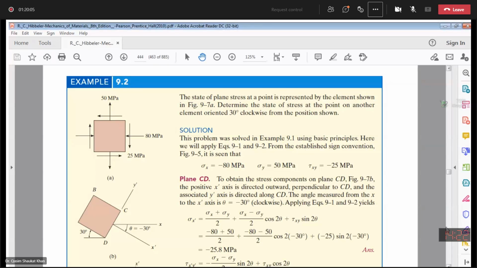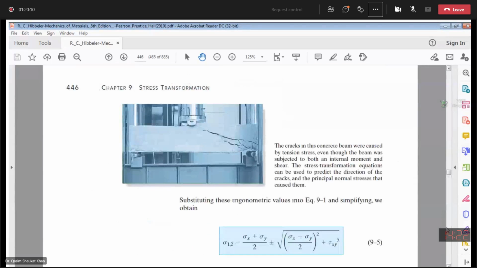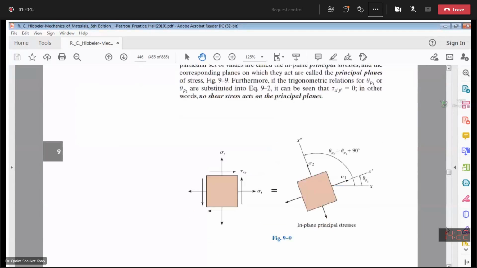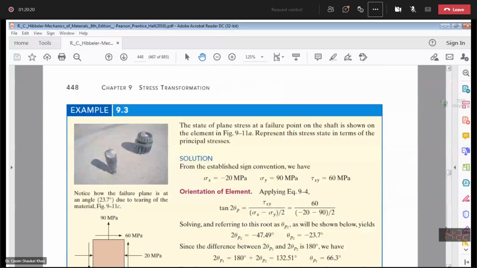What's the value of sigma 1 and sigma 2? The larger of the two normal stresses will be the major principal stress sigma 1, and the smaller of the two normal stresses will be the minor principal stress sigma 2. Please let me know the answer.